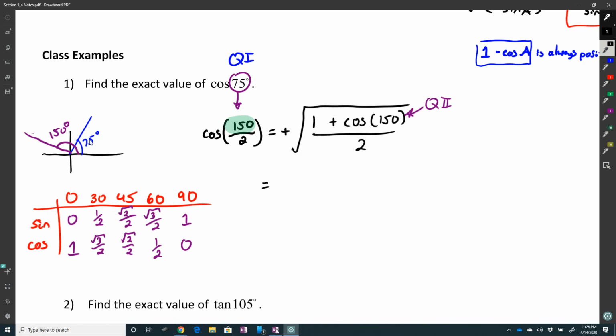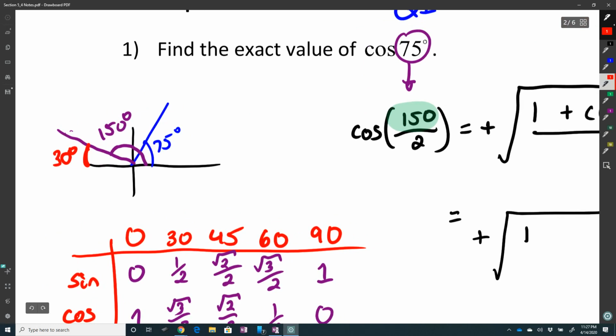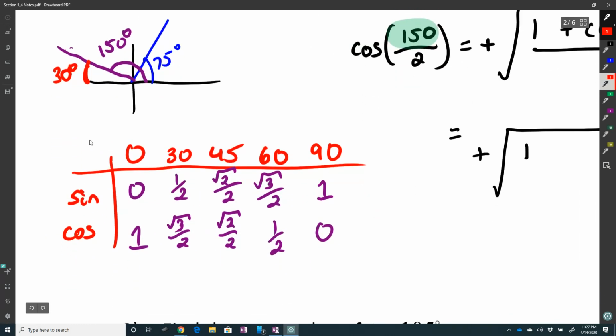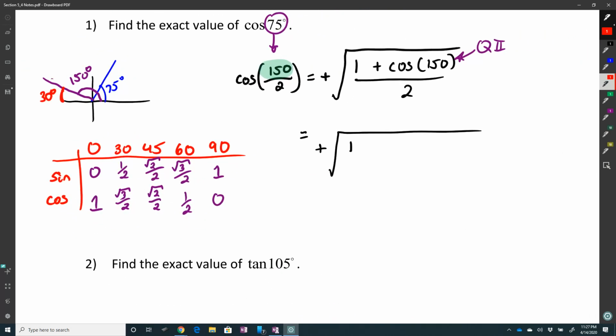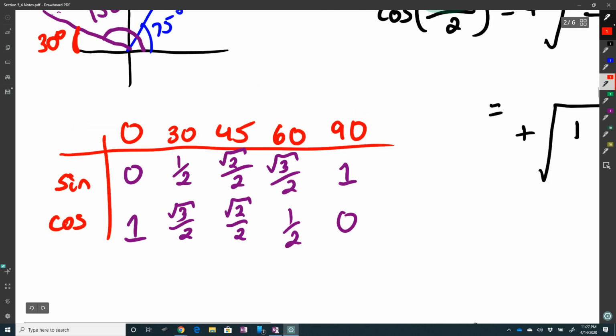And so in quadrant 2, cosine is negative. So 1 plus 1. So this is the same as saying plus negative. You know what? I'm just going to go ahead and write the answer. Cosine is negative. The reference angle is 30 degrees. And so I'm going to look up cosine of 30. Since the reference angle is 30, I'm going to look up cosine of 30. And since it's in quadrant 2, I'm going to make it negative.